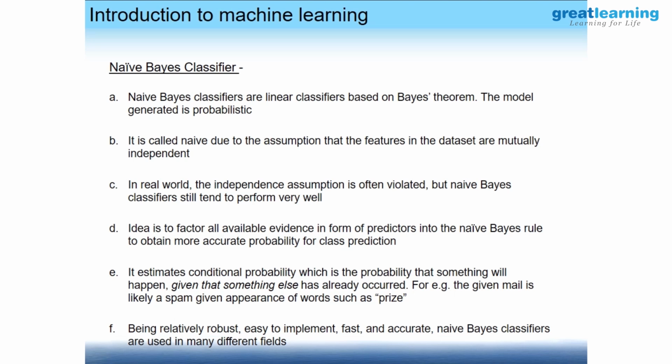The reason why it's called naive is this algorithm assumes that all the variables that you're going to use to build the models are independent of one another. The independence assumption is often violated. We already discussed this, but this is true for all the algorithms. It's called naive due to the assumption that the features in the data set are mutually independent. They don't interact with each other. But that's what every algorithm does.